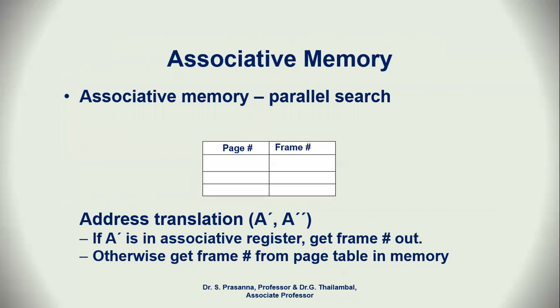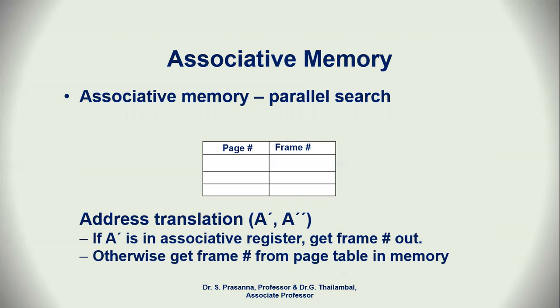So whenever you want to search, if it is an already seen page or frame, then you can go directly into the associative memory instead of searching the page table in the memory. If you find that particular A dash in the page number of the associative memory, take the corresponding frame number from the associative memory and you can get your data or instruction. But that is the A double dash.